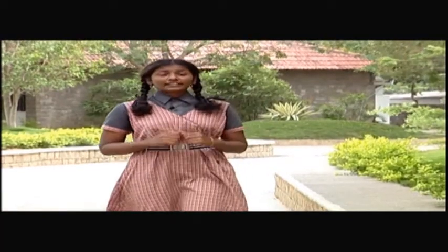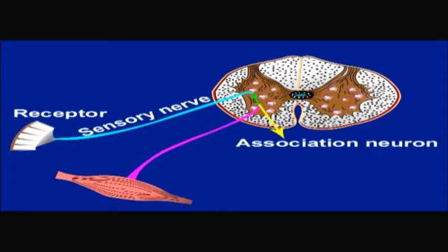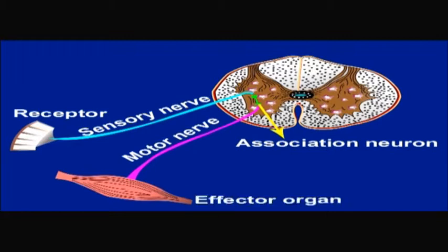Then, what carries the reflex actions? It is the reflex arc, which is the structural and functional unit that carries out the reflex actions. What is a reflex arc? The path followed by a reflex action is called a reflex arc. The reflex arc consists of a receptor, a sensory nerve, that is afferent, an association neuron called interneuron, a motor nerve called efferent nerve, and effector organs such as muscle.